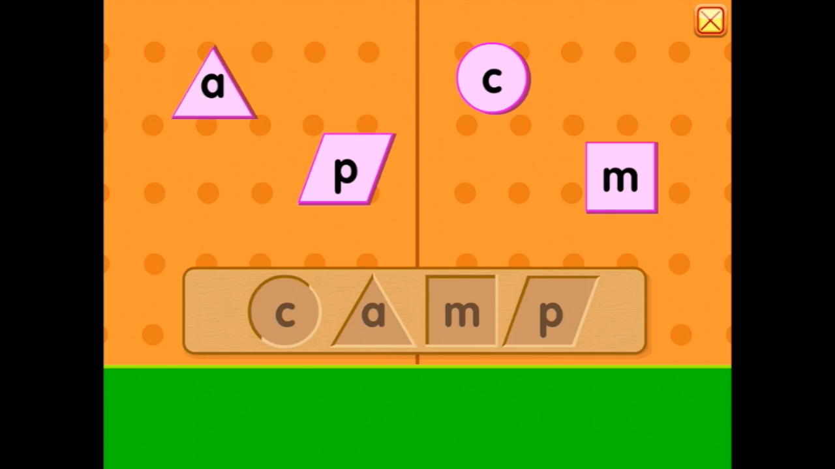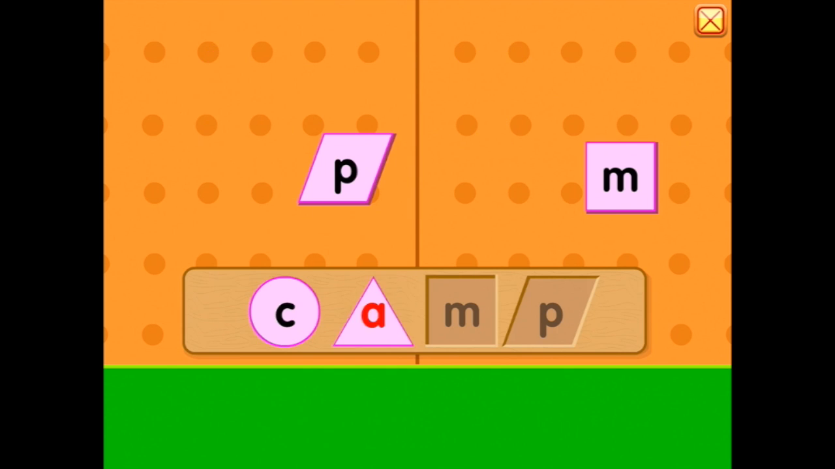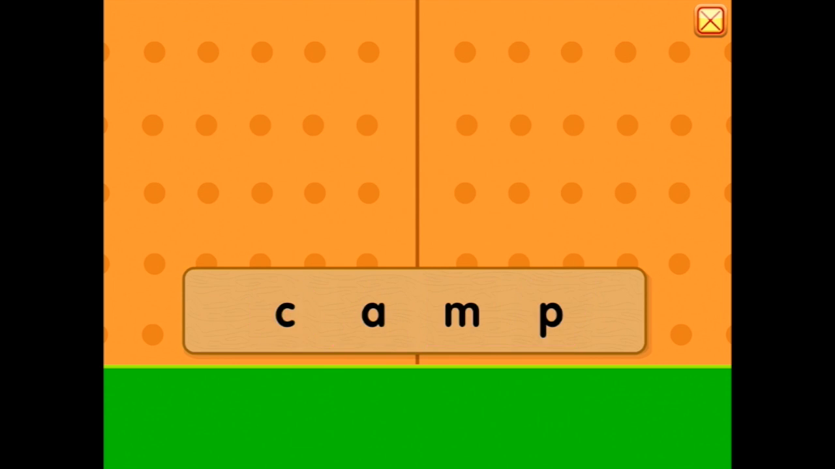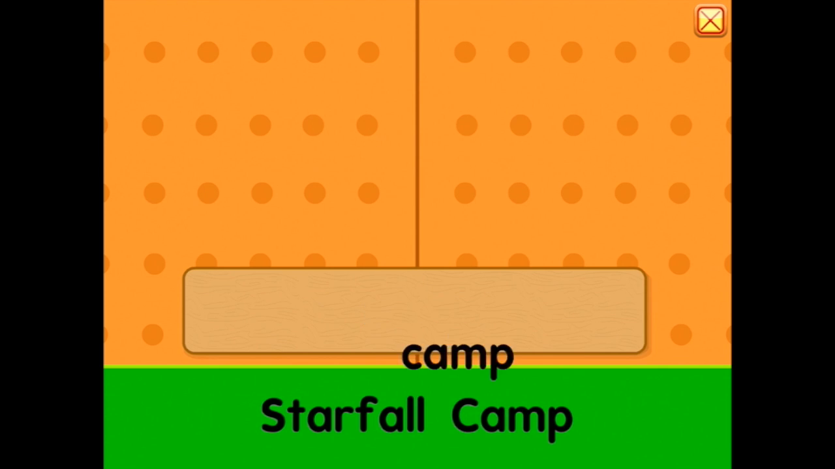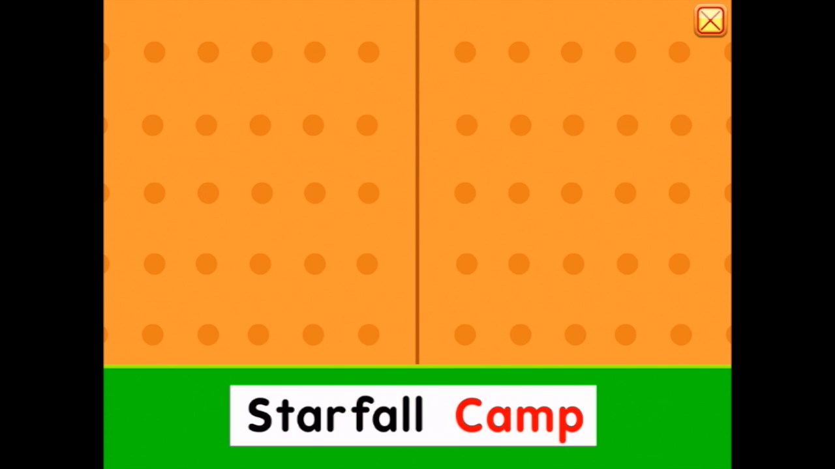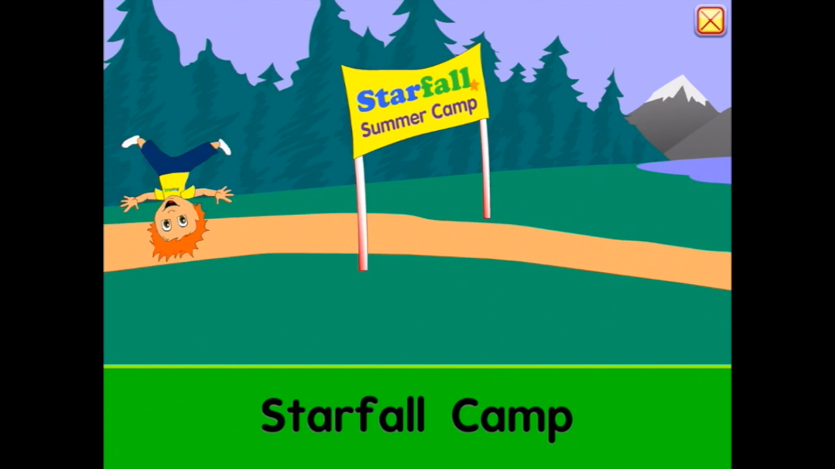Click and drag the puzzle pieces to make a word. Okay, so C for K. Camp. Starfall camp. Ooh, what happens at Starfall camp?